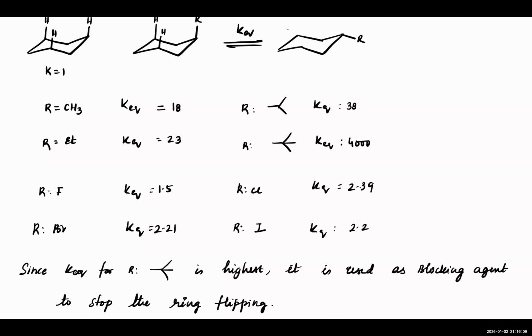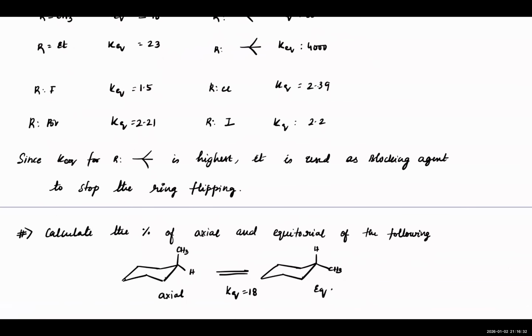And have you noticed that as the alkyl group keeps increasing, there is a situation where when you have a tert butyl, the K equilibrium value is 4000, which means it will always stay in this position. It will not come to the other position, which means the flipping is almost locked. There is no more flipping observed. Got it? So this is why it is used as a blocking agent. If you do not want the chair flipping to happen, then keep this group somewhere on the ring. It will always stay in the equatorial direction and stop the flipping from happening.